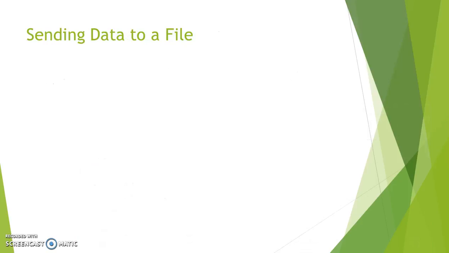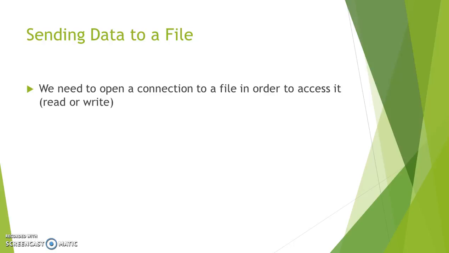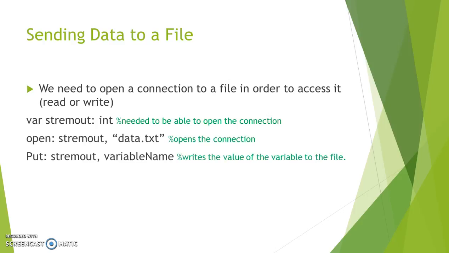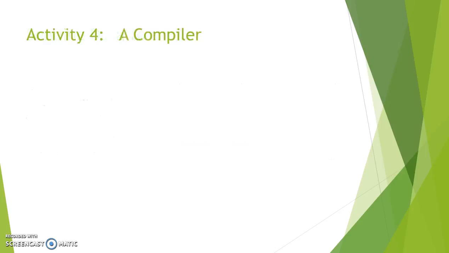Okay, welcome back. Next, we want to be able to write our output to a file. And once again, we have to open a connection to the file in order to access it. So we'll do the same thing, declare a variable, open our process, our connection, and then we use the put command, putting it inside a file instead of putting it onto the screen. Pretty straightforward. And of course, doing this once isn't very exciting, but doing it many times gets a bit more powerful.